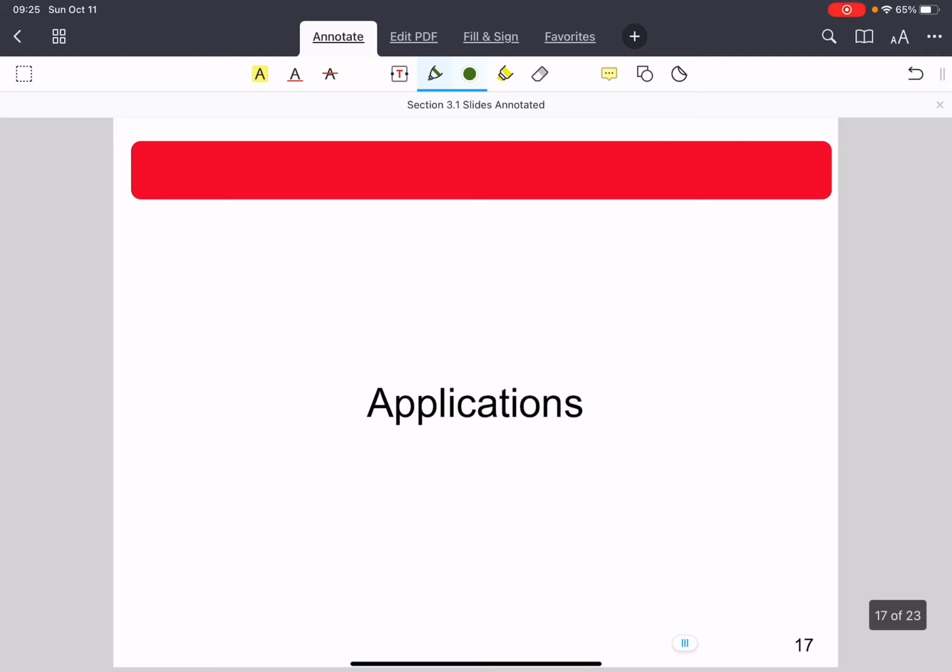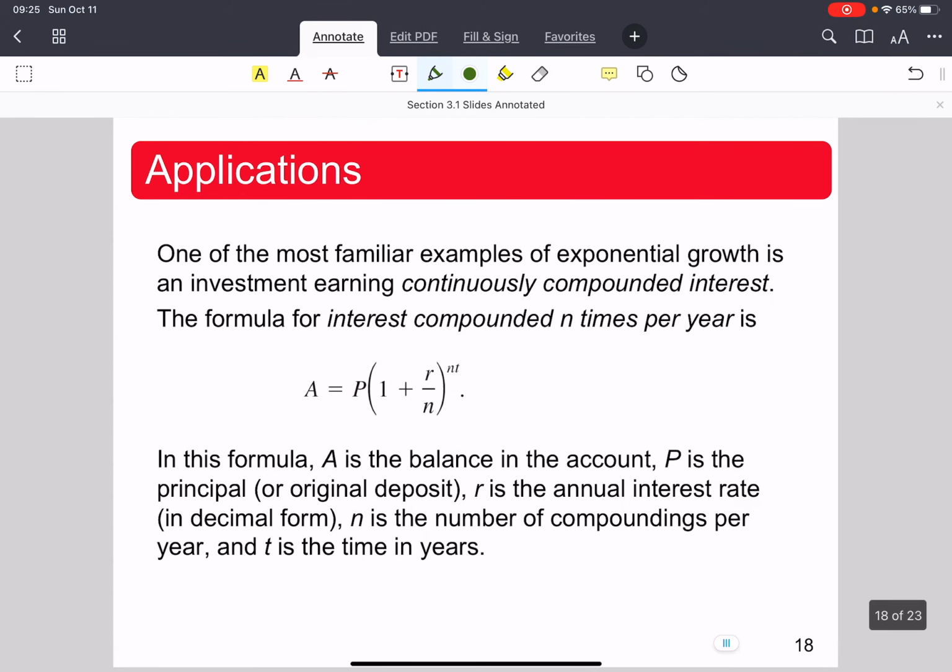All right, last thing I'm going to talk about in this video is going to be some of the applications of exponential functions. Specifically, one of the most familiar examples of exponential growth is an investment earning continuously compounded interest. So you guys may have seen this formula before, where when banks or financial institutions compute compounded interest, they use a formula like this: A equals P times (1 plus r over n) raised to the n times t.